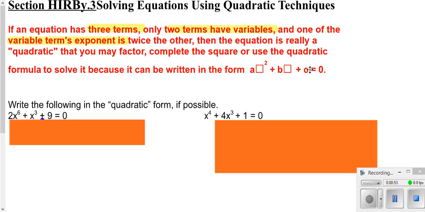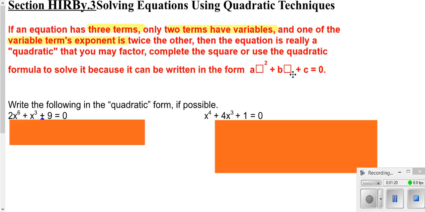Now, for the most part, you got to have your 3 terms for it to be quadratic. 2 of them have to have variables, and the one has to be double the other. Well, here we want to know, are these quadratics? Well, we have 3 terms over here. We have 2 of them with variables, and our 6 exponent is double our 3 exponent, so it is quadratic. So we should be able to write it in this form here.